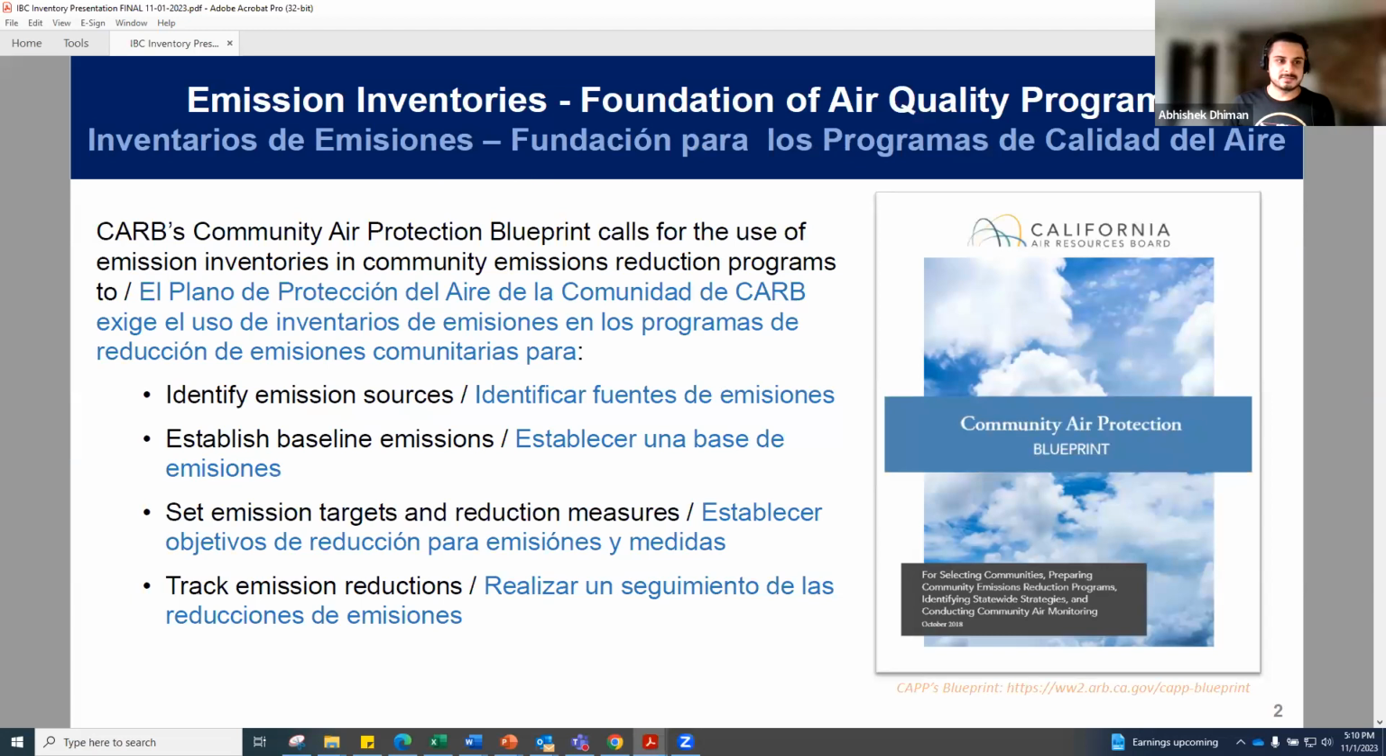So the first question we are going to ask is, what is an emission inventory and why do we need it? Simply put, an emission inventory is an accounting of emissions from all sources of air pollution in the community. And it serves as a fundamental component of any air quality plan. CARB's Community Air Protection Blueprint calls for the use of emission inventories in community emission reduction programs, which are also called SERPs, to help identify emission sources in the community, establish a baseline of emissions, then set emission targets and reduction measures. Then we also do future forecasted emission inventories through which we can track emission reductions. Understanding emission sources and community concerns is the first critical step towards identifying strategies to reduce emissions. Next slide, Jenny.